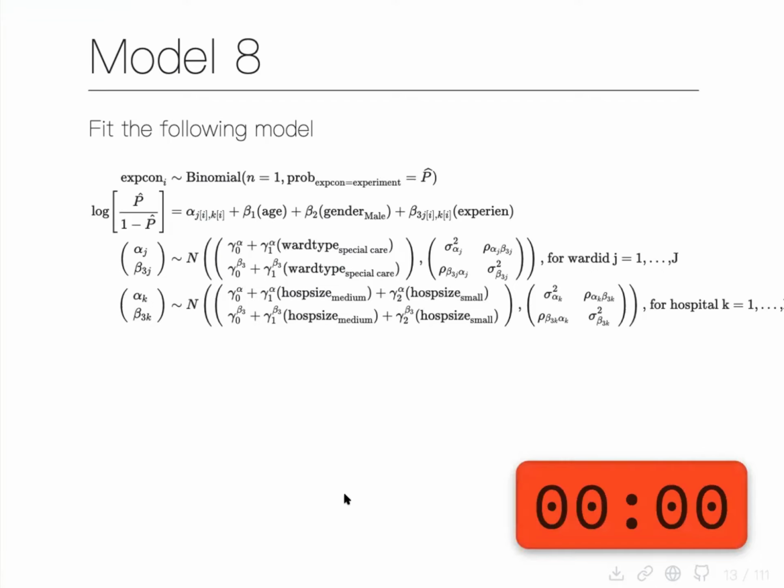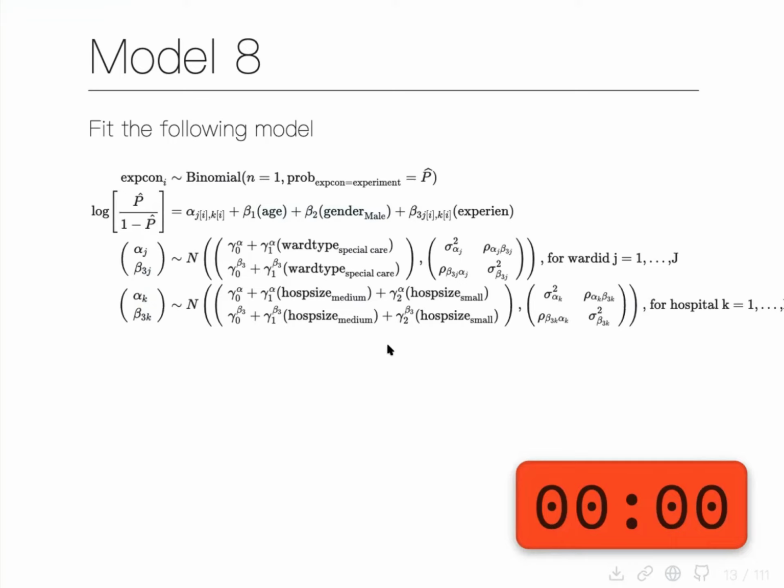Okay, so I'm going to walk through the model first, and then I will walk through what it's actually estimating. So we have the intercept randomly varying at the J and K level, at the ward ID and hospital levels. We have age and gender, and then we have experience. And experience has J and K. Notice we have beta 3 here, not beta 1. So experience is the one that's randomly varying at these levels.